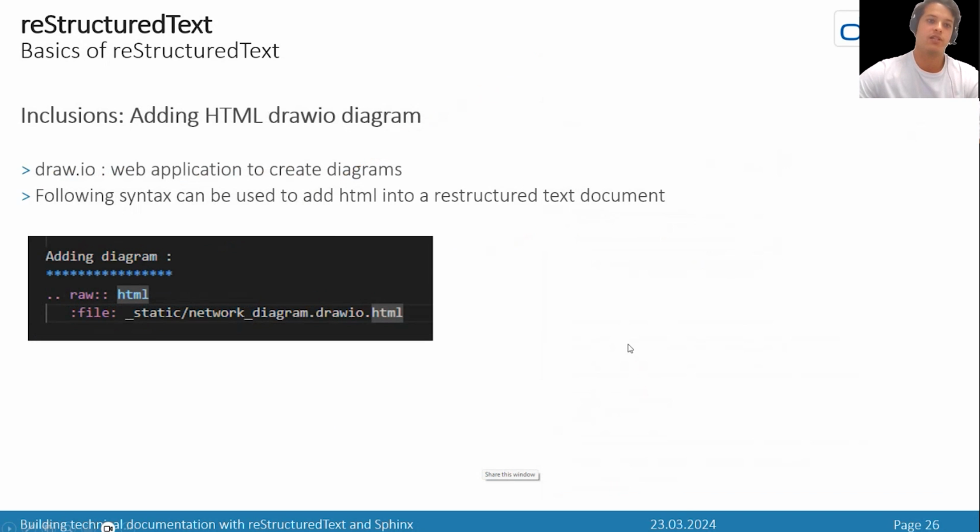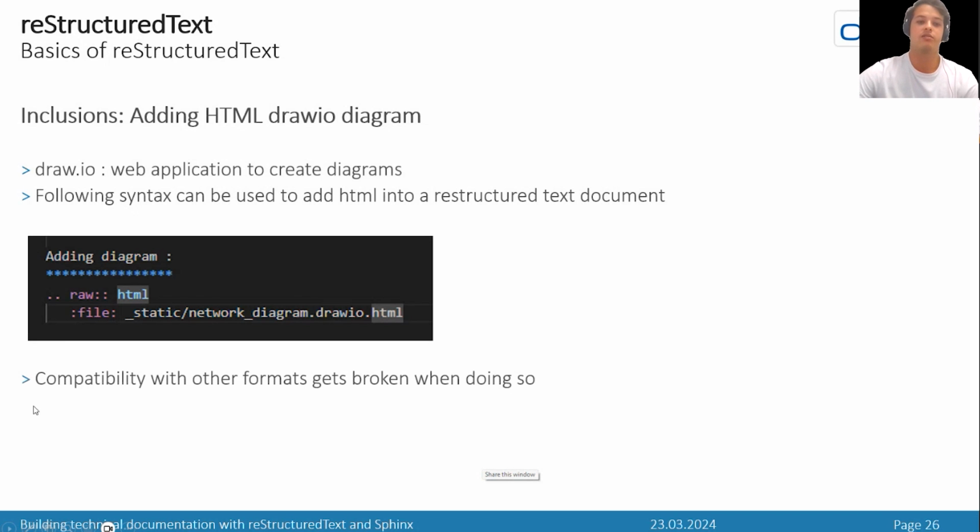Regarding inclusions, we also have another interesting feature, which is the inclusion of HTML parts. In this specific case, I will show you how to include a draw.io diagram in your documentation. If you don't know draw.io, it's a web application which is very powerful for creating technical diagrams. To include a piece of HTML, we can use the raw directive. You simply need to specify the format, which is HTML here, and give the path to the file.